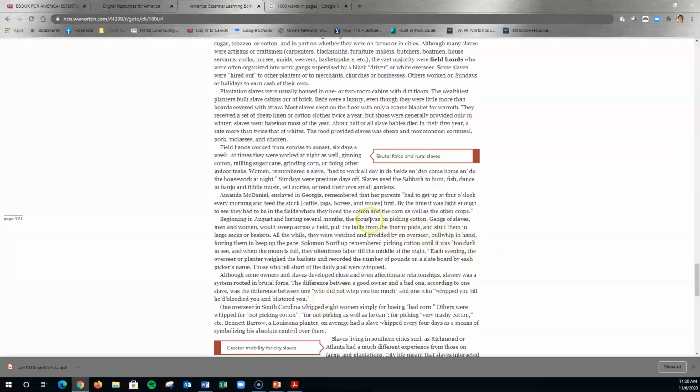Whether they were working in sugarcane, on corn, grinding corn, or on a cotton plantation, the work was the work. And the only day off they really had was the Sabbath.